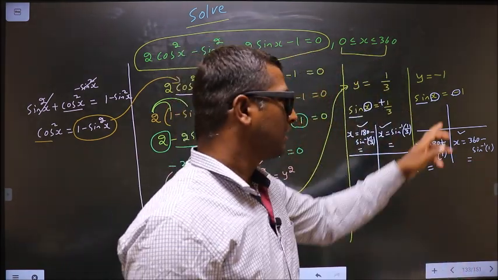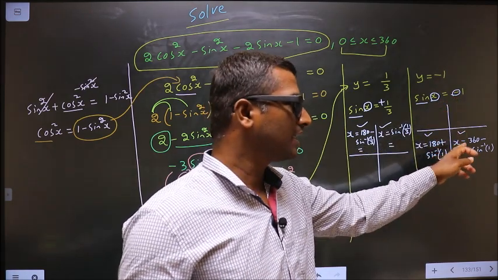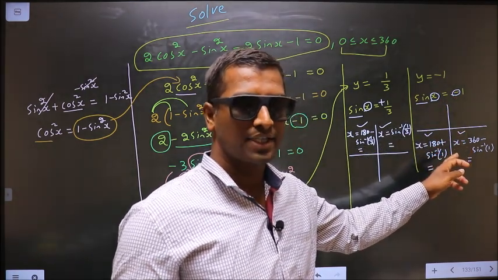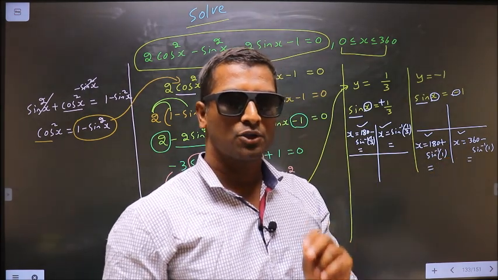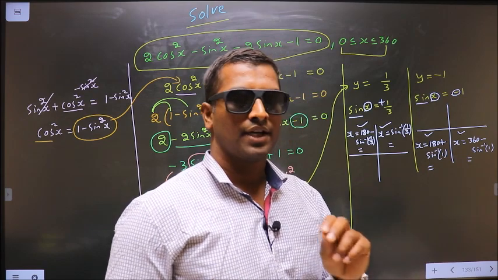Remember this, the negative sign is used only for selecting the quadrants. Once you have selected the quadrants, you should not place negative sign again here. Remember that.